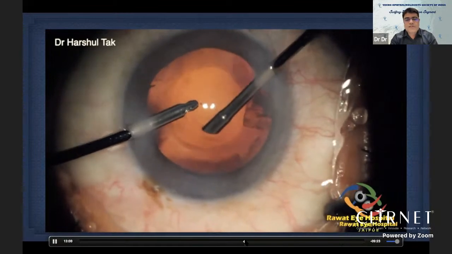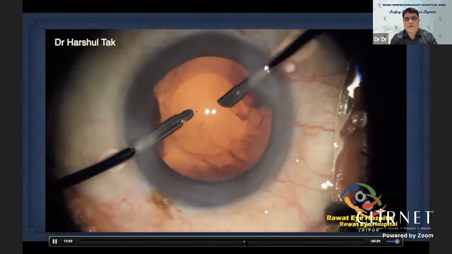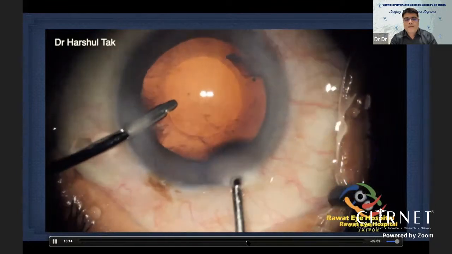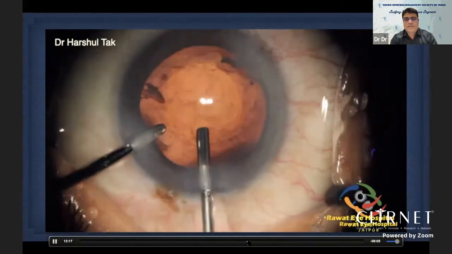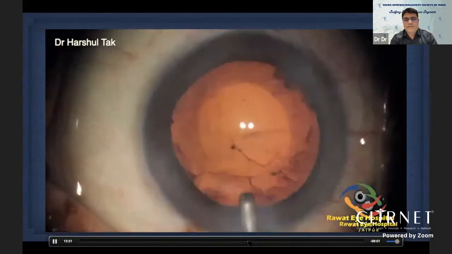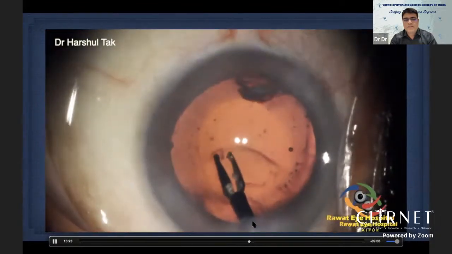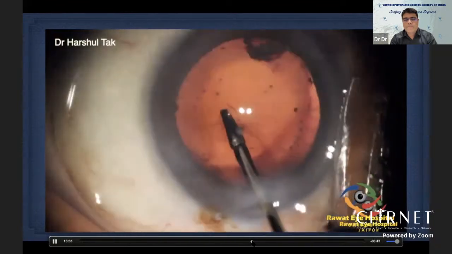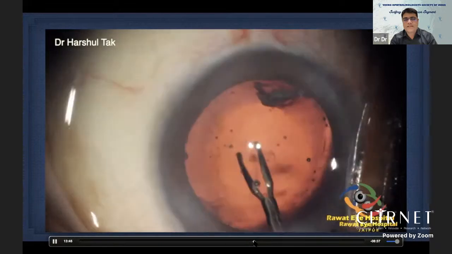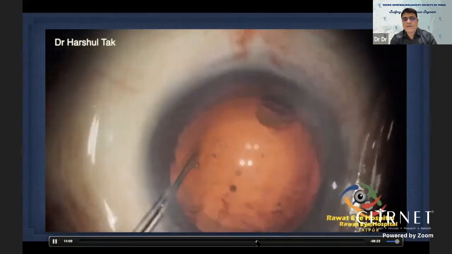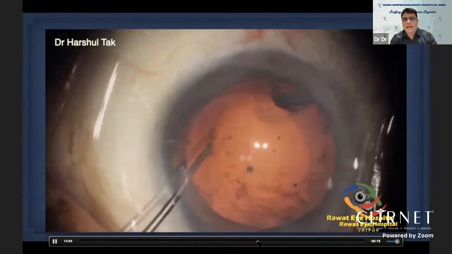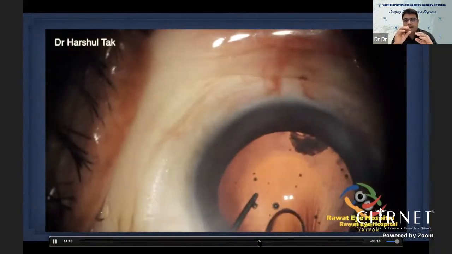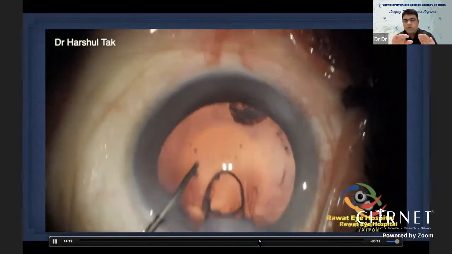Now, another situation: you may have some cortical material or some small nuclear pieces in the anterior chamber. In that case, again, the posterior capsule tear is there. I just push this nuclear piece to one side and convert it into a posterior capsulorhexis. Once I convert it into a posterior capsulorhexis, I put an IOL, which acts like a scaffold. So if there are smaller pieces there, you can very well put an IOL.